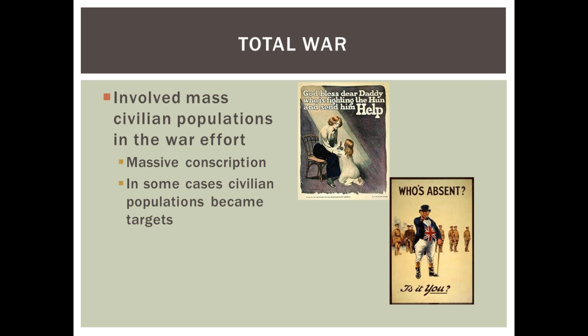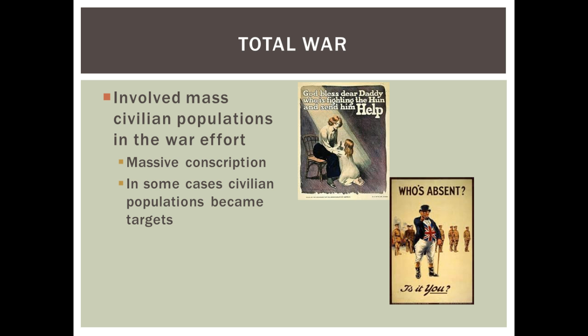It involved mass civilian populations in the war effort. This includes things such as massive conscription, or the draft of most able-bodied men in their youth. In some cases, when you involve all of your civilians, not only in drafting but in production of the war effort, and they're in cities that are going to be seized, you see massive civilian targets or casualties. And so we're going to see that play out in total war.